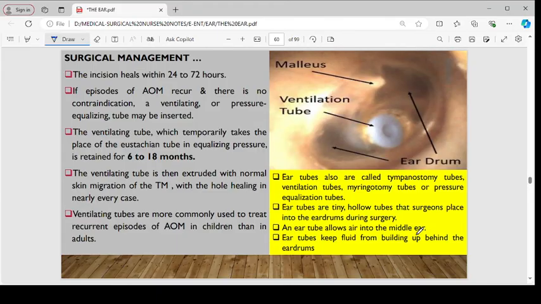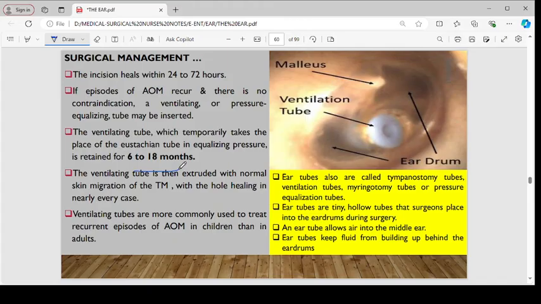If the episode of acute otitis media reoccurs, there is no contraindication to ventilating. We find that you can use a ventilating or pressure equalizing tube, which will be inserted in such a case. This ventilating tube, which temporarily takes the place of the eustachian tube in equalizing pressure, is retained for 6 to 18 months. The ventilating tube is then excluded from the normal skin migration of the tympanic membrane, with a whole healing in nearly every case.